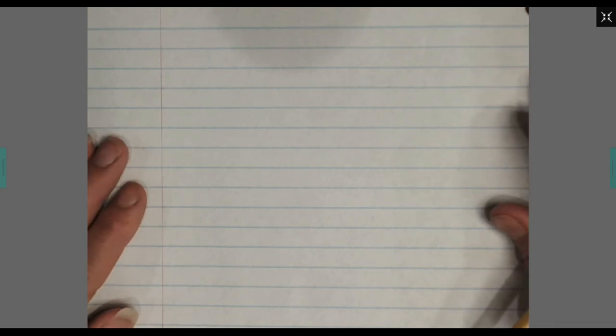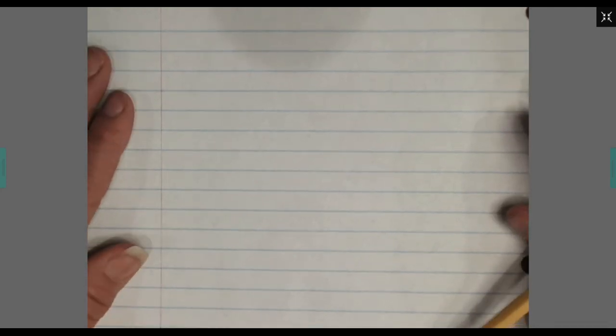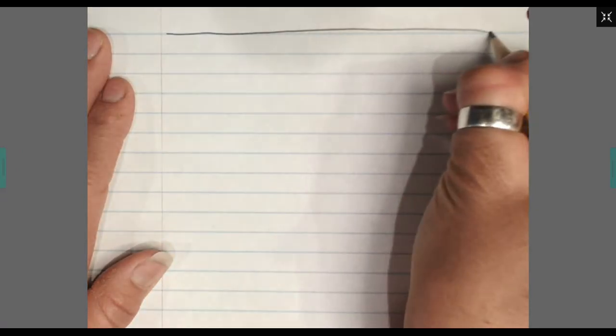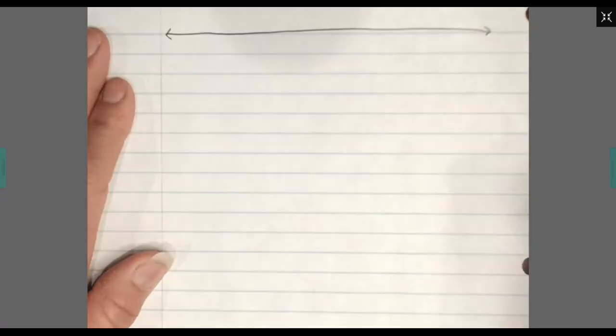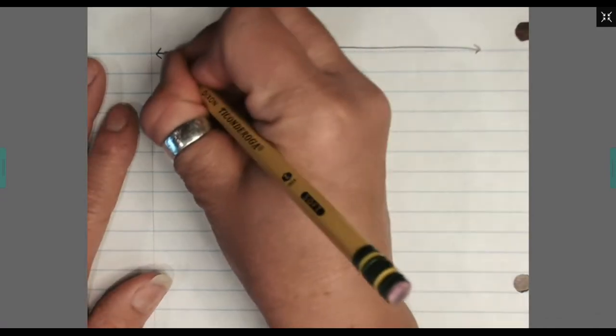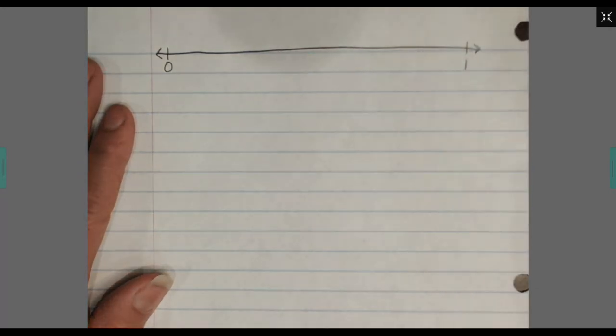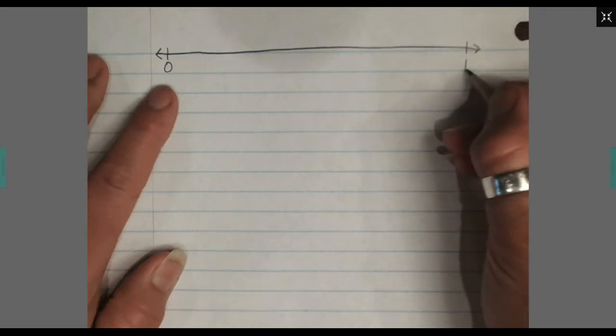Today we're going to be looking at equivalent fractions on a number line. So we have a number line, and we can look at that number line as our whole. This number line is going to start at 0, and it's going to end at 1. So our whole for this first example is going to be 1.